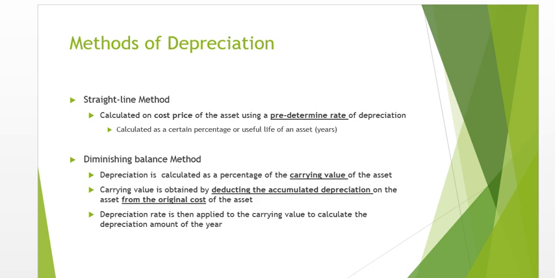So it's our cost price, and then we adjust it at a predetermined rate. It can either be a percentage or based on the useful life of an asset. So if, for example, the useful life of this asset is 5 years, then our depreciation rate will be 100% divided by 5, so 20% each year. That is what we will need to depreciate this asset at.